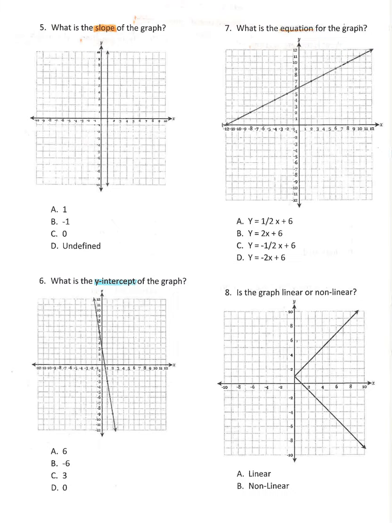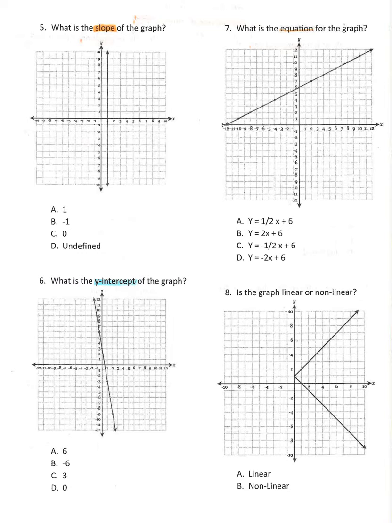Number 5, what is the slope of the graph? A, 1, B, -1, C, 0, or D, undefined. Number 6, what is the y-intercept of the graph? A, 6, B, -6, C, 3, or D, 0.